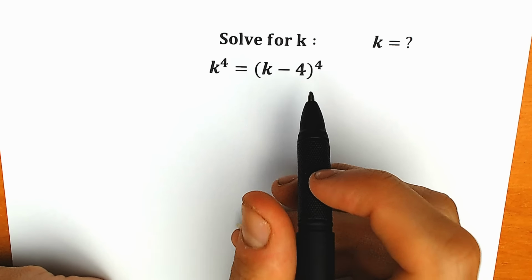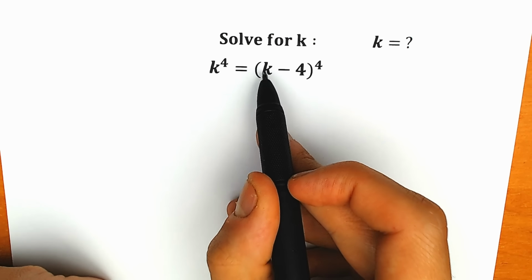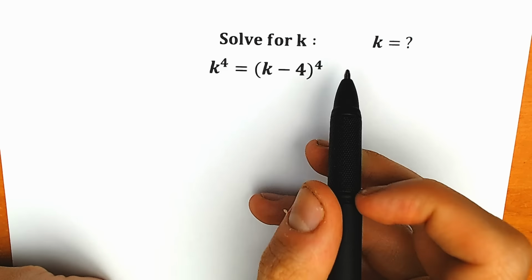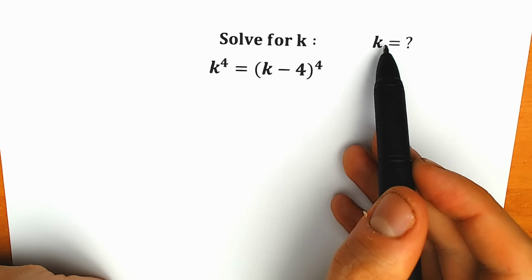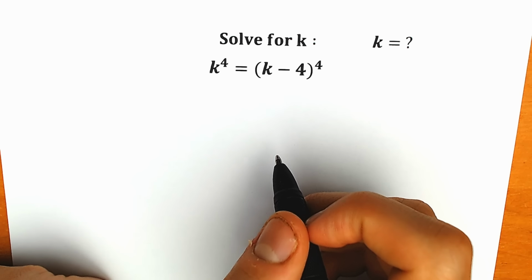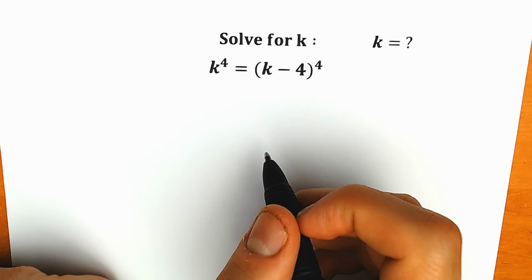Today we have a great equation: k to the power 4 equal to (k minus 4) to the power 4. We need to solve this equation for k, so if you have your solution, your answer, your approach, you can also write it in the comments below and then we will check our answers.